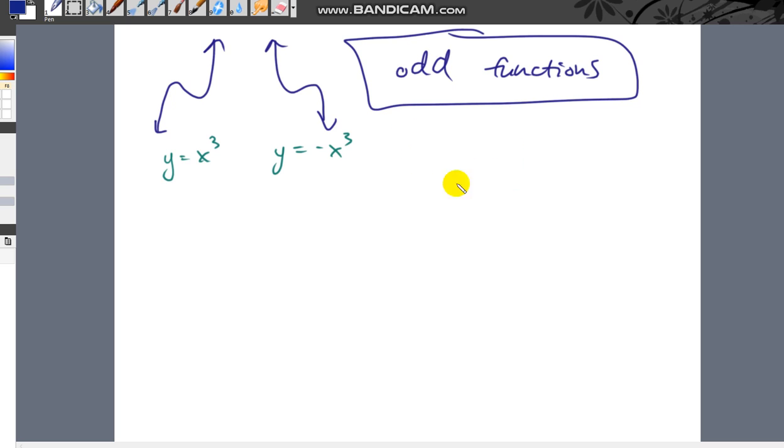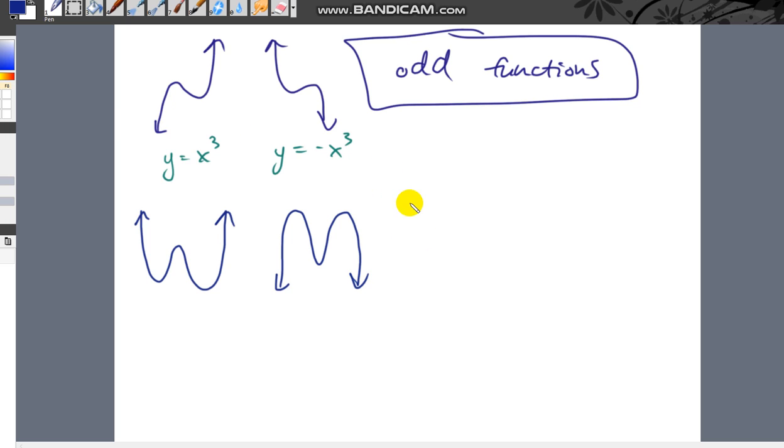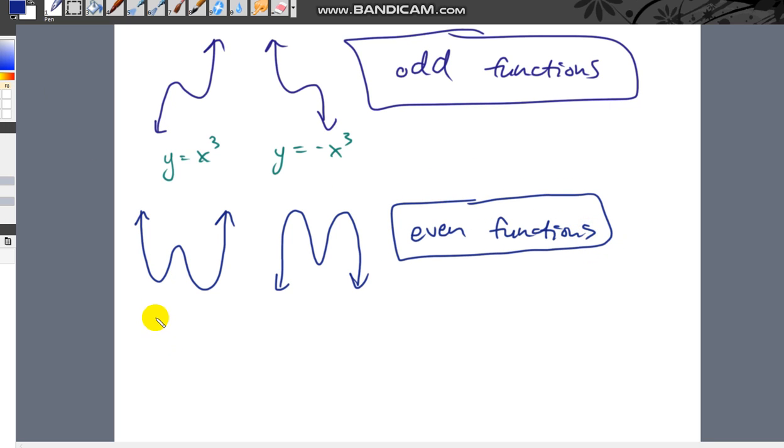Okay, now let's say we have something else. Another thing that we graph looks like this. We have w's, and we also have m's. These are called even functions. An example of an even function could be something like y equals x raised to the 4th power, and this other one is going to be something like y equals negative x raised to the 4th power. This is flipped across the x-axis, if that makes sense. As you can see, it's even because the exponent is even.